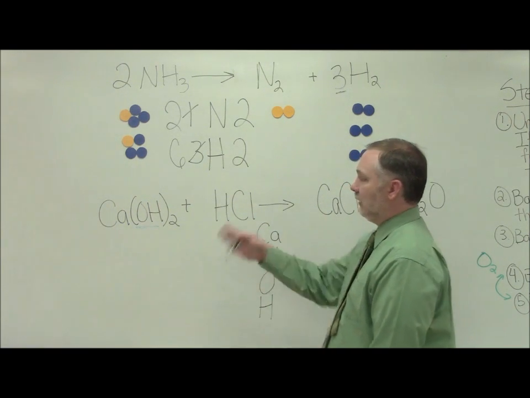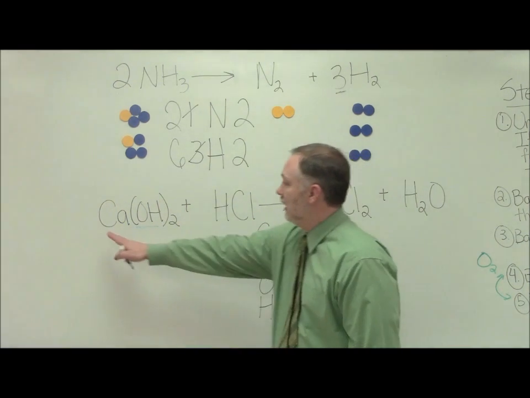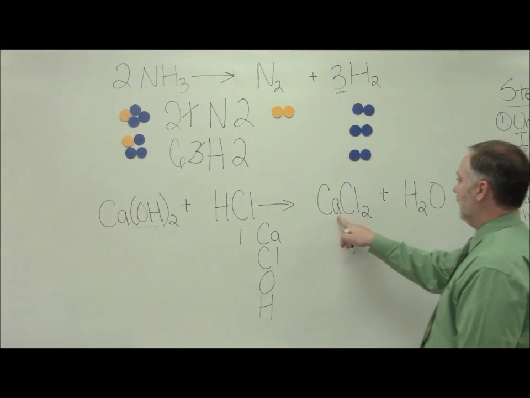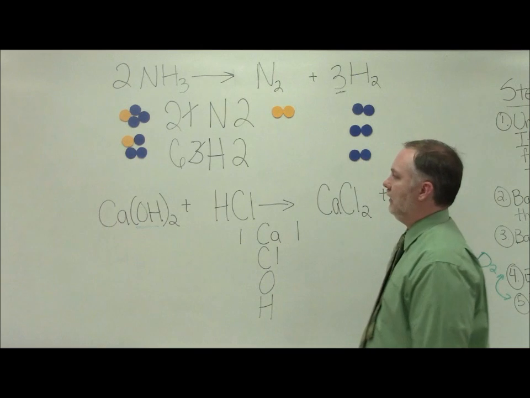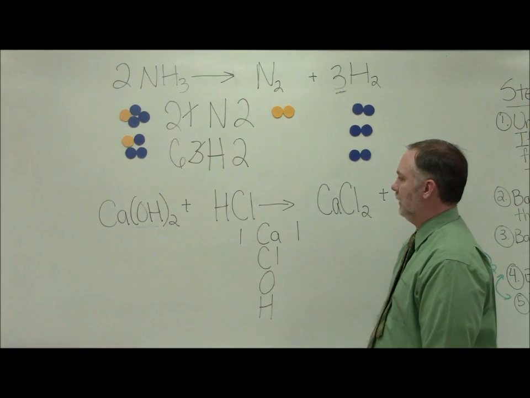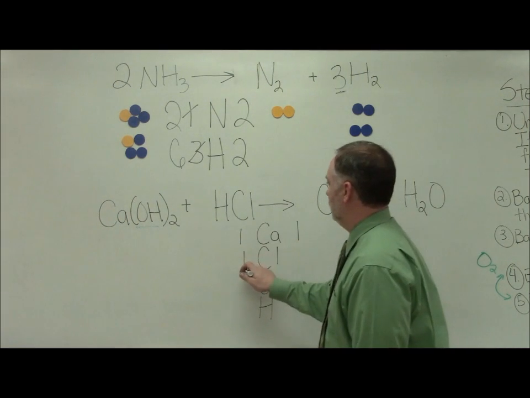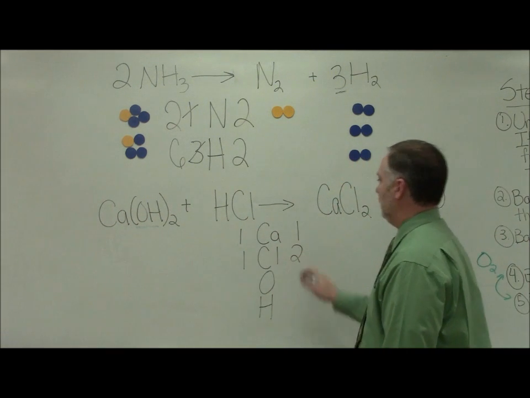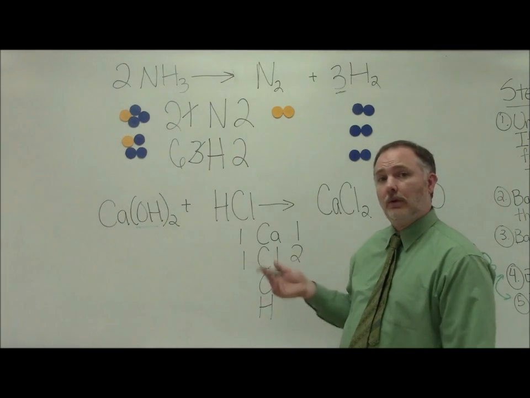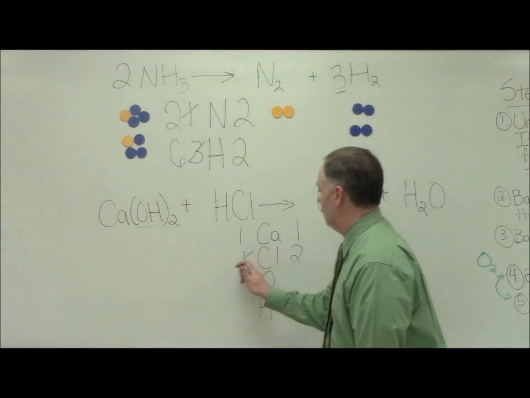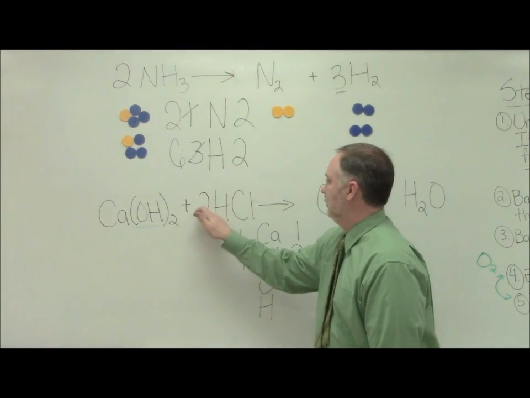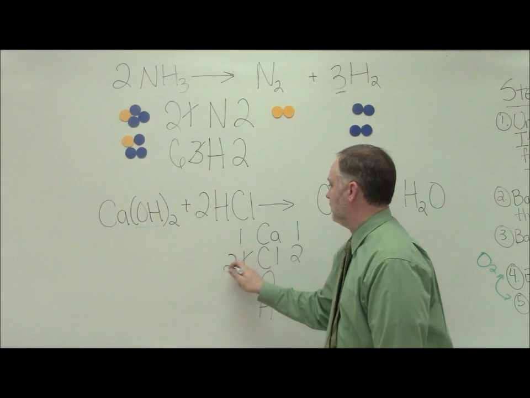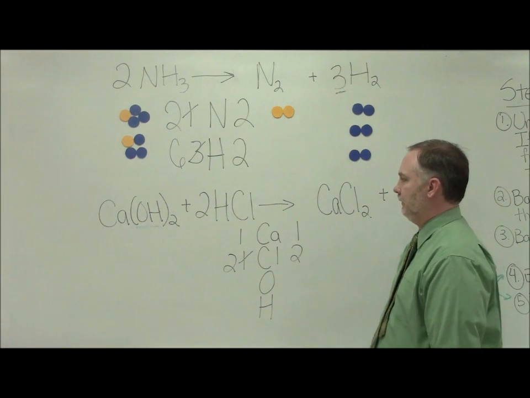So I'm just going to kind of balance this as I go. I got 1 calcium in the reactants. I got 1 calcium in the products. I got 1 chlorine in the reactants. I got a total of 2 in the products. I'm going to change that right now before I go any further. I'm going to put a 2 here, a coefficient that goes to HCl, and that would change my chlorine there.